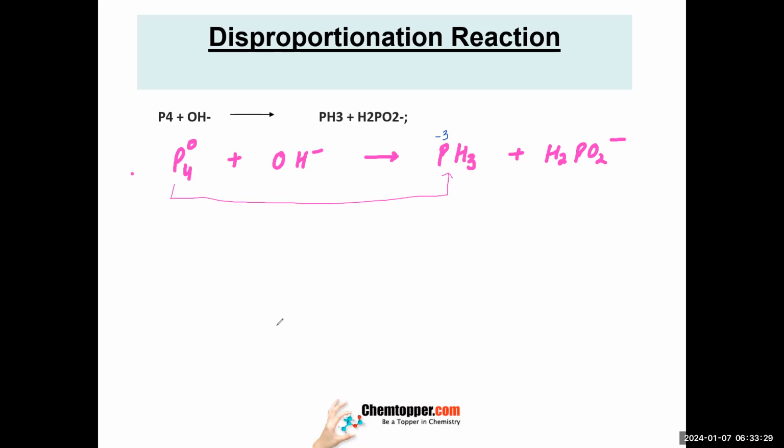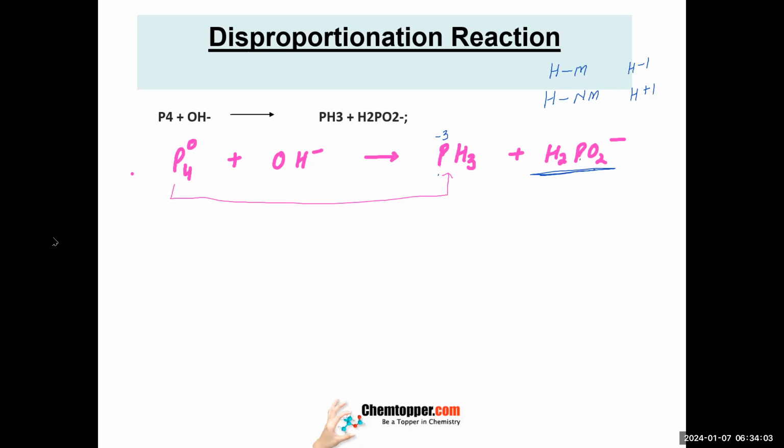Check the rules, oxidation number rules. Hydrogen when bonded to non-metal. So there are two situations. When hydrogen is bonded to a metal, then hydrogen is -1. When hydrogen is bonded to a non-metal, then hydrogen is +1. Here P is non-metal, so it is -3. What about this one? What's the oxidation number of P here?